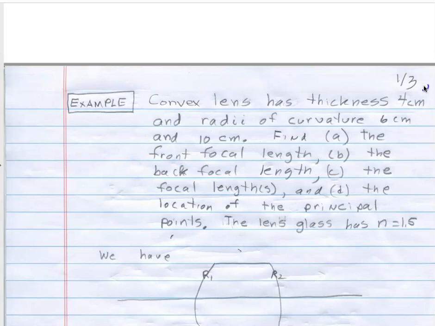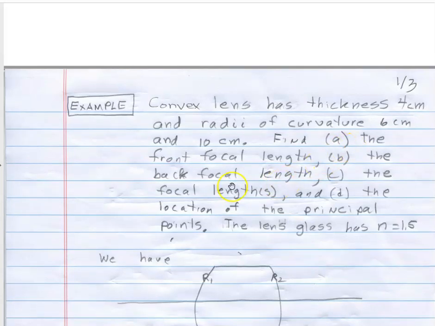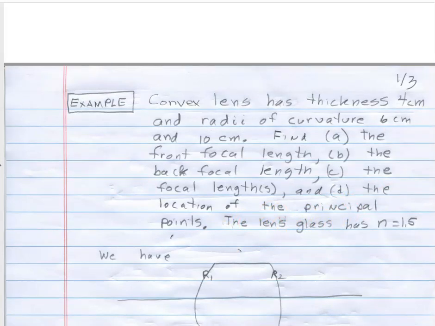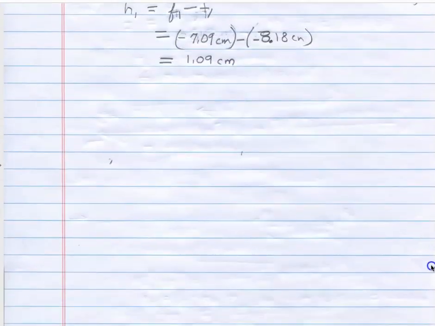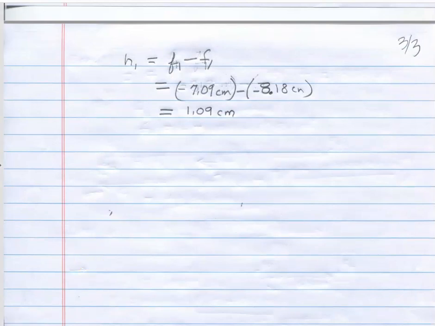We got the front focal length, that's script F1, and the back focal length, that's script F2. And then we got the focal lengths F1 and F2, which are negatives of each other. We were able to locate the principal planes for this, as indicated in the diagrams. Well, that's a pretty typical example of applying those formulas. It's not really easier or harder than others.